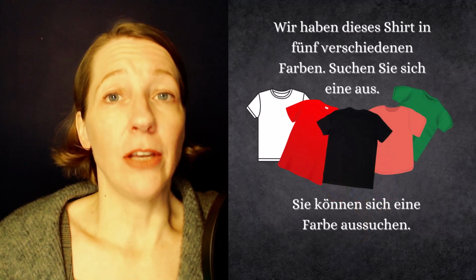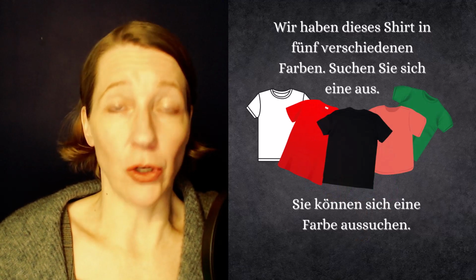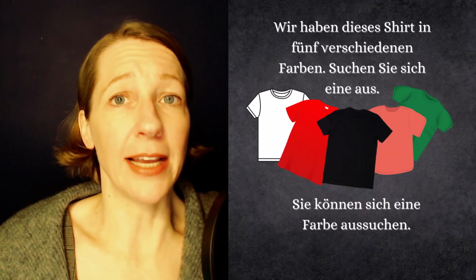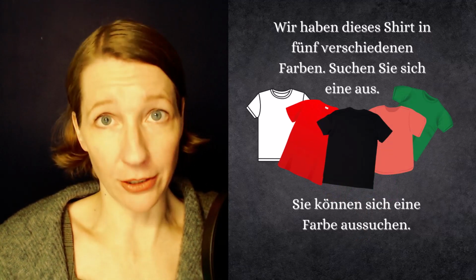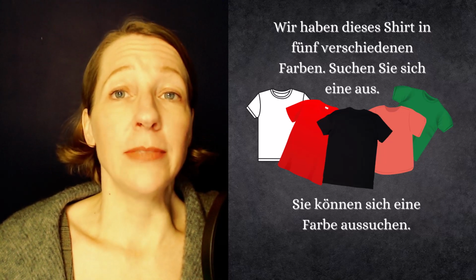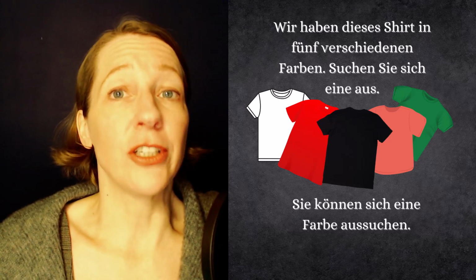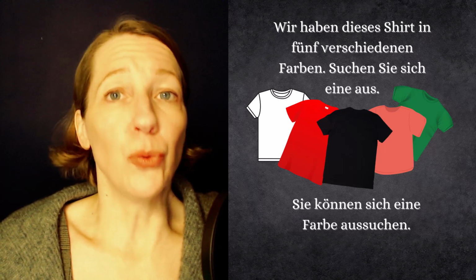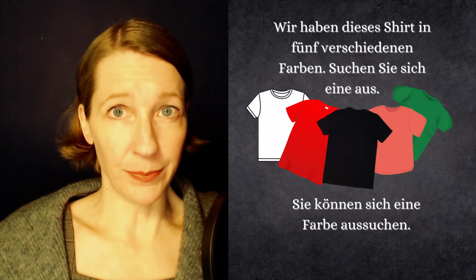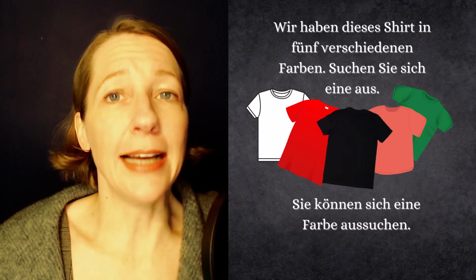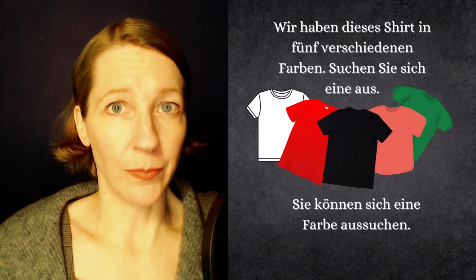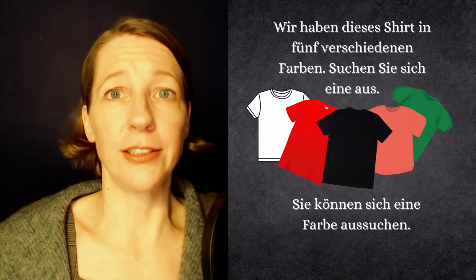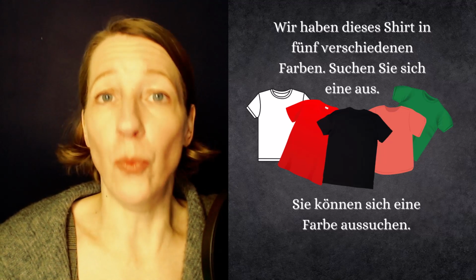For example, if you want to buy a shirt and you go to a shop and they have that shirt in 5 different colors. Wir haben dieses Shirt in 5 verschiedenen Farben. Suchen Sie sich eine aus. Sie können sich eine Farbe aussuchen. So there are 5 different colors and we get to pick one of them.